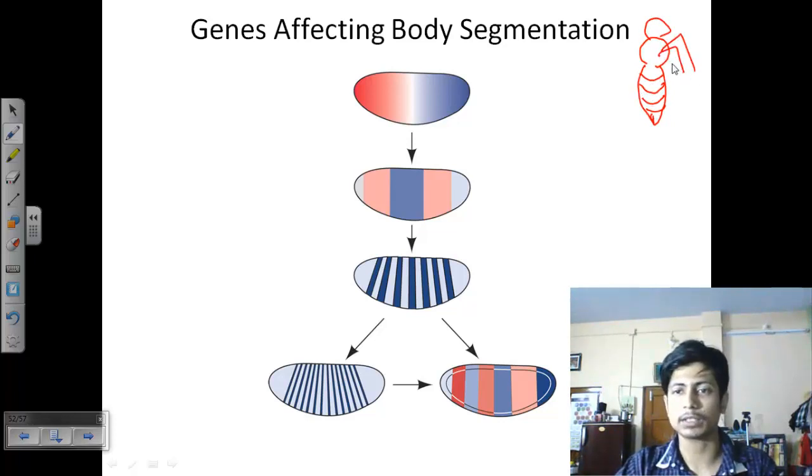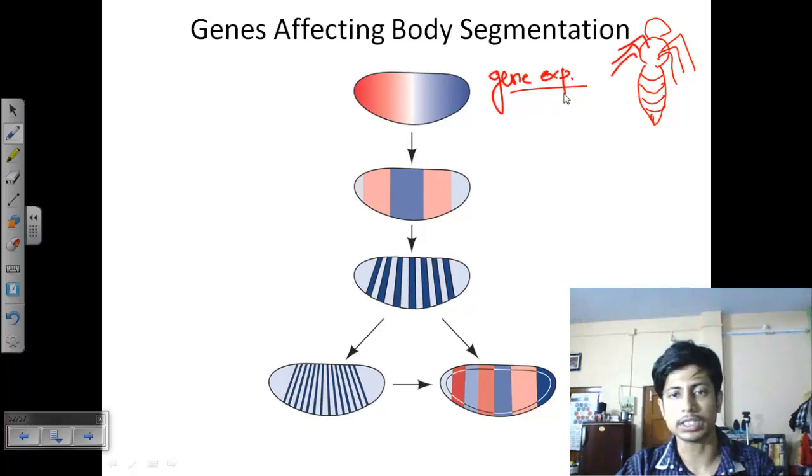Legs always come from the thoracic region, not from the abdomen region. So these things are required, and how could they arrange this? This arrangement completely depends on the gene expression process. There are multiple genes working together, and the gene products are interacting together to finally produce a segmented condition, the segmentation of the insect body.